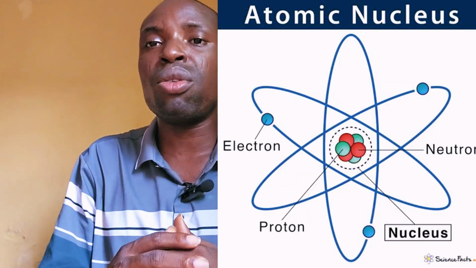The next particle is the neutron. The neutron was discovered by James Chadwick in the year 1932 when he used an alpha particle to bombard a thin sheet of beryllium. That was how the third of the subatomic particles of an atom was discovered. Is that understood?